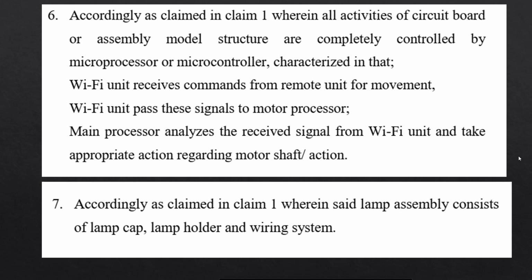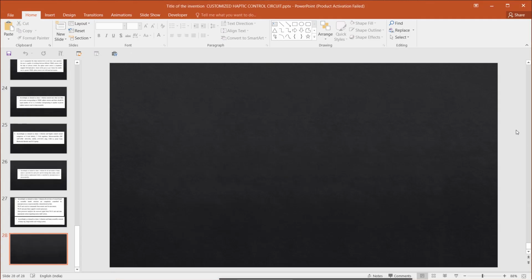Accordingly, as claimed in claim 1, wherein all activities of circuit board or assembly model structure are completely controlled by microprocessor, microcontroller, characterized in that Wi-Fi unit receives command from the remote unit for movement. Wi-Fi unit passes this signal to main processor. Main processor analyzes the received signal from Wi-Fi unit and takes appropriate action regarding motor shaft or the action.